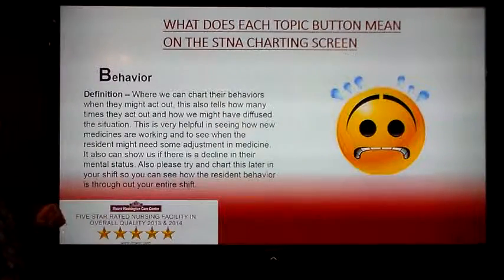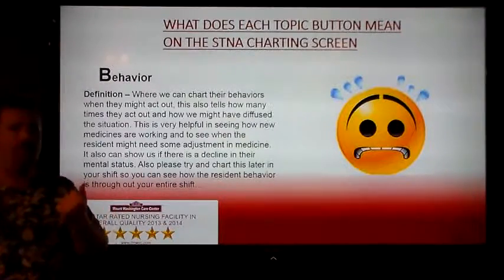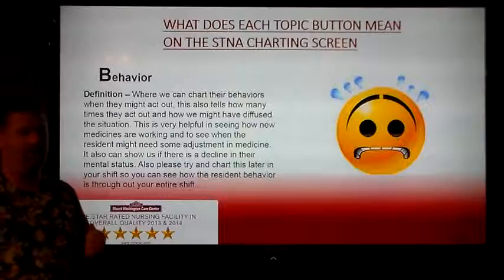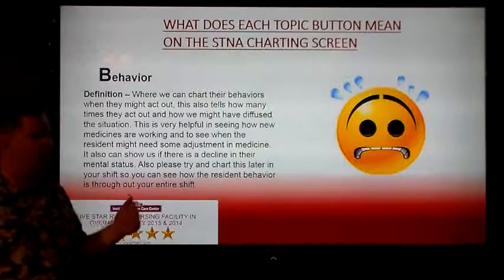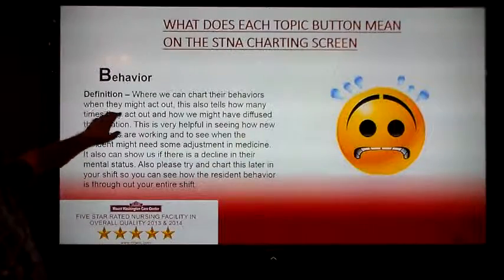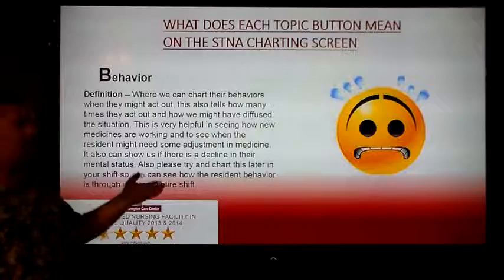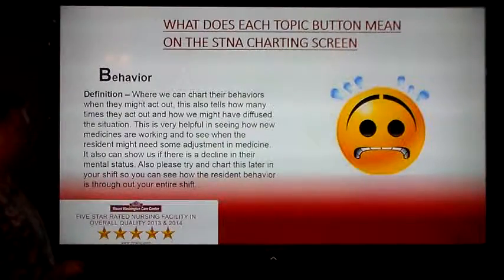Please try to chart this later in your shift so you can see how the resident's behavior is throughout the entire shift. However, if you do notice a behavior, please chart it right away, because the number of times you chart a behavior will help indicate the number of times that behavior may be occurring, because that behavior may occur more than once in a shift.